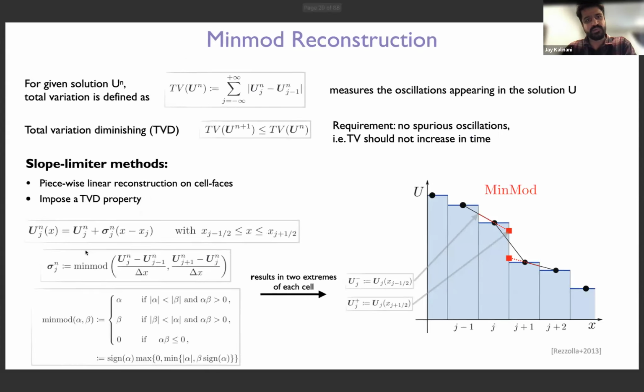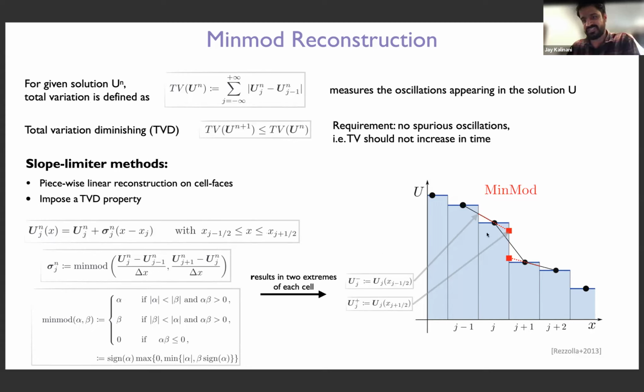So let me give you a quick example with a very simple reconstruction method. For example, for a given solution u^n, you can compute what is called the total variation, and then as you continue to evolve the system, the total variation of the state vector should not develop any spurious oscillations. So essentially, your total variation should never increase in time. And there are methods that obey such a property, which are called slope limiter methods, and one of them is called minmod, and that's what I show here.